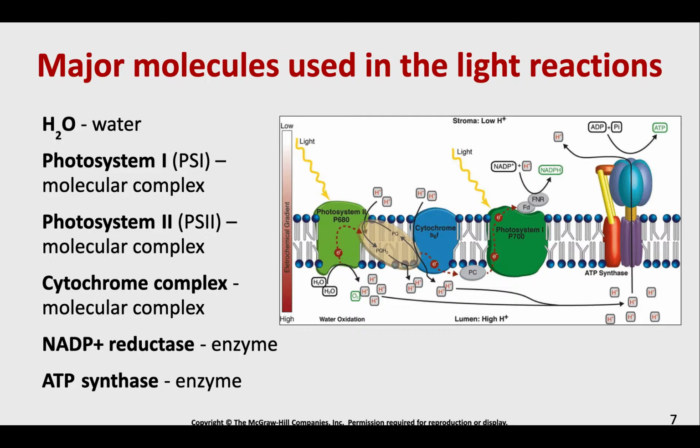We have an enzyme called NADP plus reductase, right? We're going to find that towards the end of the light reactions. And then we have another very large enzyme that is embedded within the thylakoid membrane called ATP synthase. This is an enzyme that's going to help us create ATP.